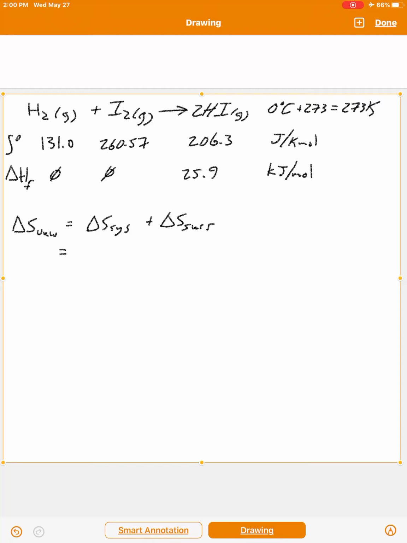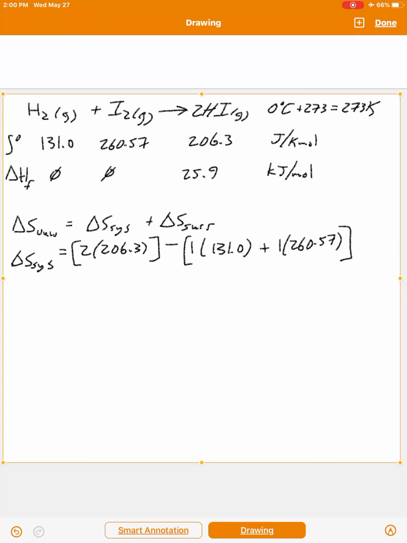So for this reaction, we do products minus reactants. So 2 times 206.3, that would be the products. We would subtract from that the reactants. So 1 times 131.0, well, let's put these in brackets, plus 1 times 260.57. And that will give us the delta S of the system. Not the universe, but just the system. So this is only one step in this calculation.